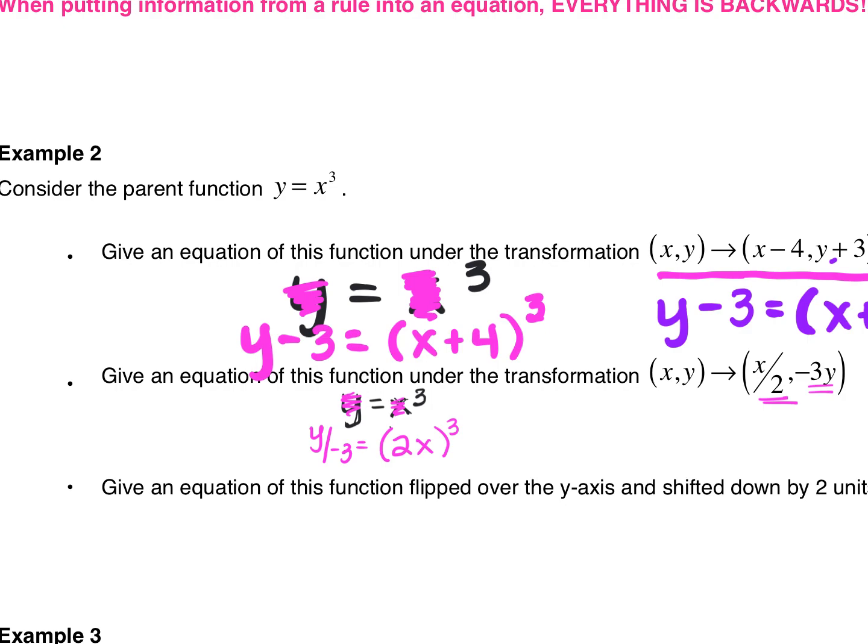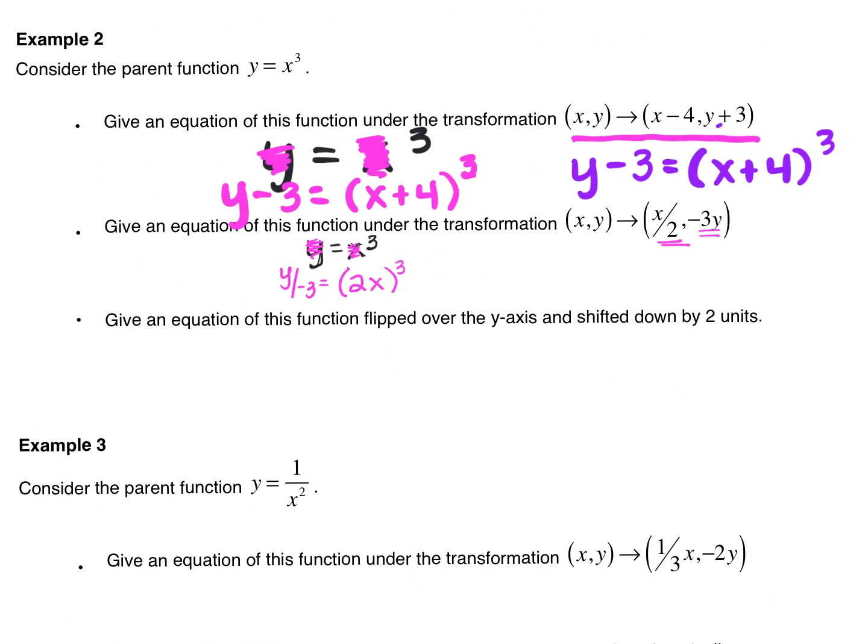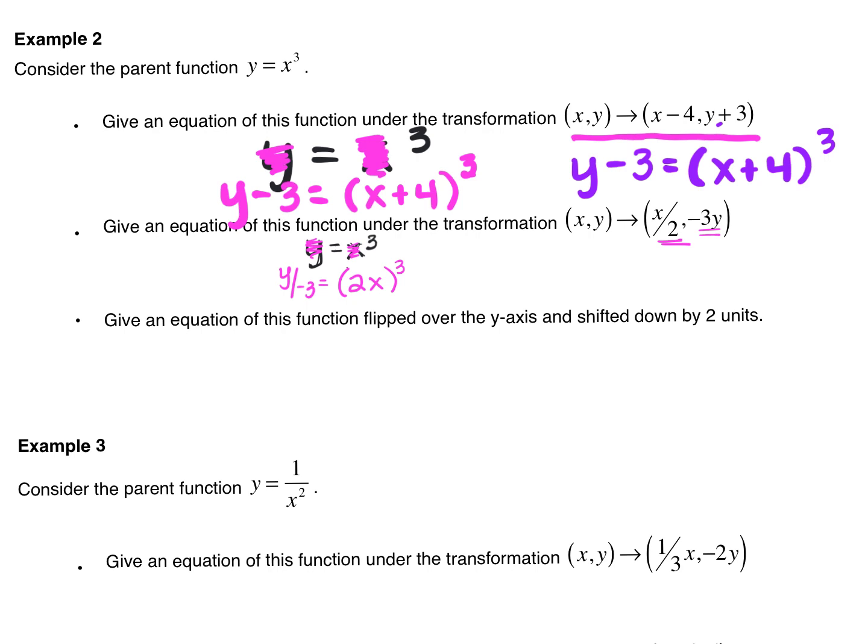And the last question says, give an equation, but this time it gives you a description of what's happening rather than a rule. My suggestion would be to write the rule first. So let's figure out what the rule is here. Flipping over the y-axis, if I think about it visually, this is my y-axis. So flipping over that is a horizontal flip, meaning that's a negative on my x value. So in my transformation, it's going to be x, y. And I know that my x value is going to become negative because that's how I'm going to flip over the y-axis. And then shifted down by 2 units.